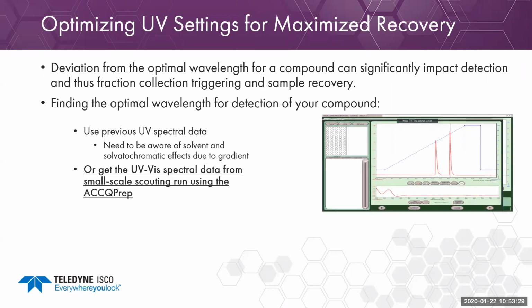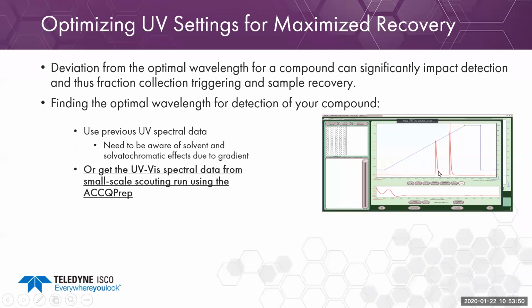The other thing you can do is use the UV-Vis spectral data from the AccuPrep. So if you have done a run, you can click on the UV or UV-Vis function there on the bottom right of your run screen, and it's going to pull up a UV trace for your sample, and you can basically click a point in time and look at that UV trace.